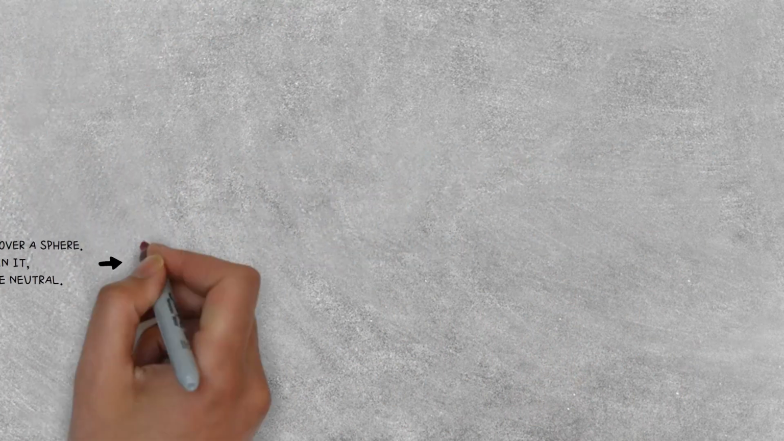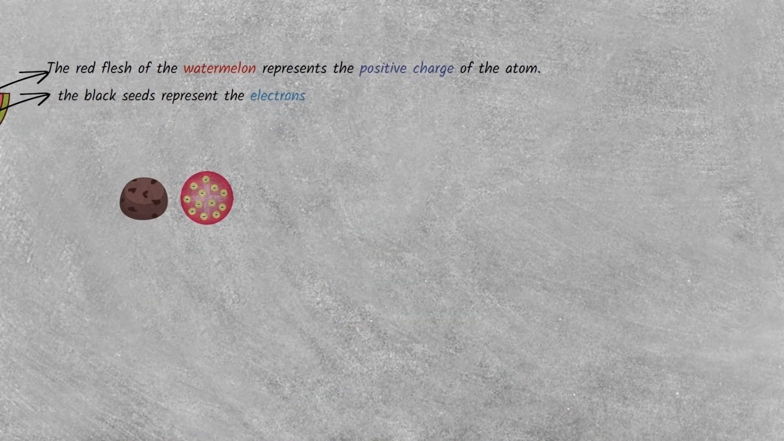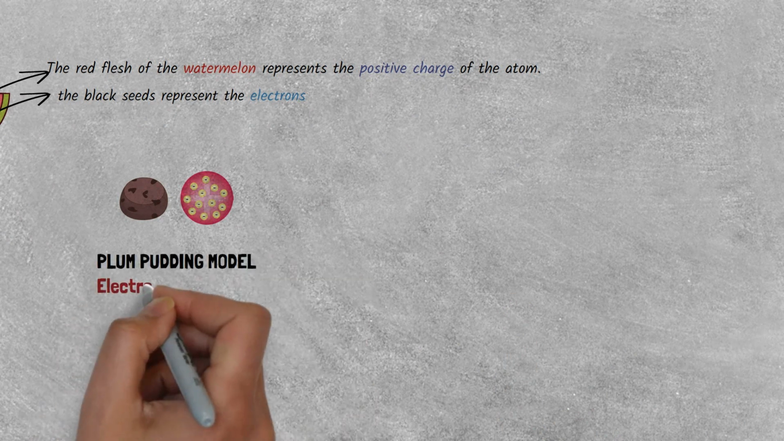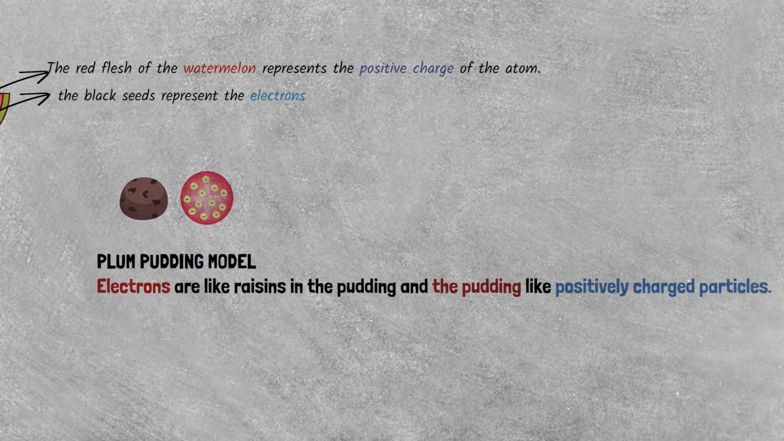This model resembled a watermelon, in which red flesh represents the positive charge of the atom and black seeds represent the electrons. Thomson compared an atom to Christmas pudding, in which electrons are like raisins in the pudding and the pudding itself is the positively charged particles.